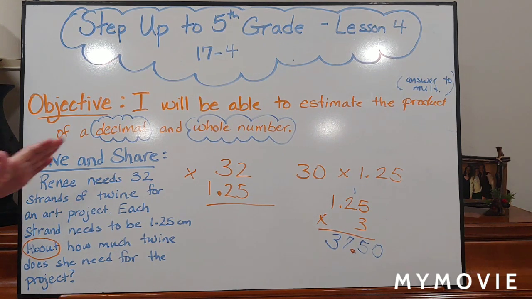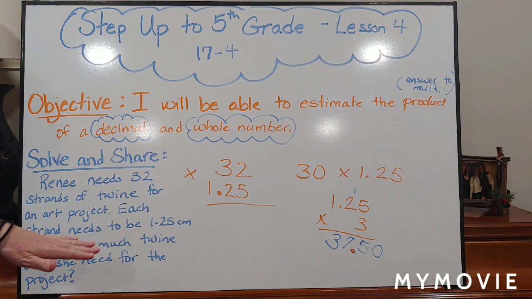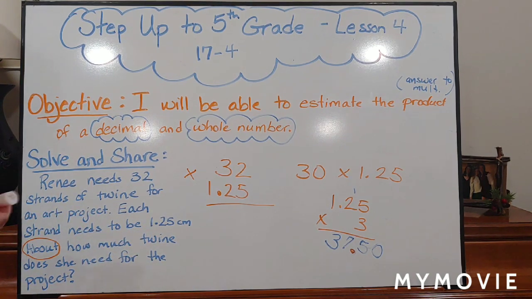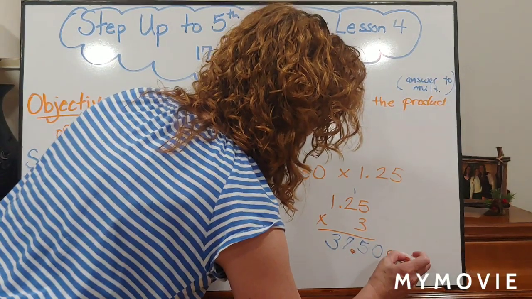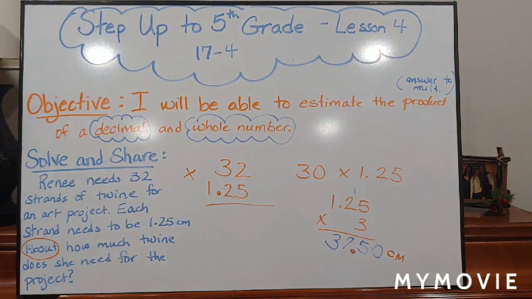Alrighty, everyone. So it's 37.50 centimeters of twine. So that would be it. So we'll do centimeters here. Alrighty, so that was estimating the product of a decimal and a whole number.